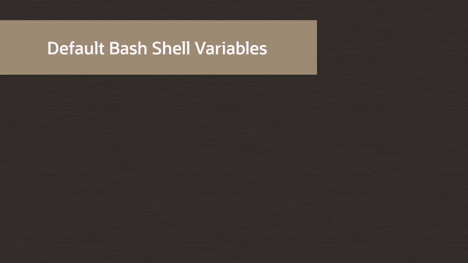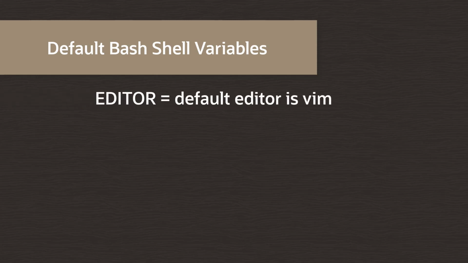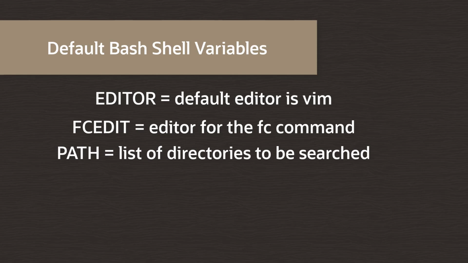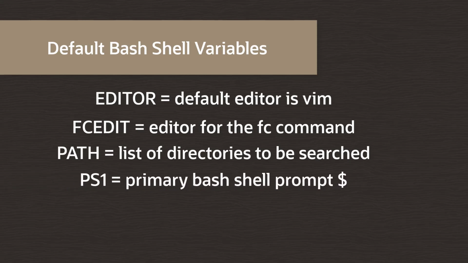A shell provides variables to users to customize. The bash shell's default variables are: EDITOR defines the default editor for the shell, in this case it's Vim. FCEDIT defines the editor for the fc command, which is used with the history mechanism for editing previously executed commands. PATH specifies a colon-separated list of directories to be searched when the shell needs to find a command to be executed. PS1 specifies the primary bash shell prompt, which is the $.